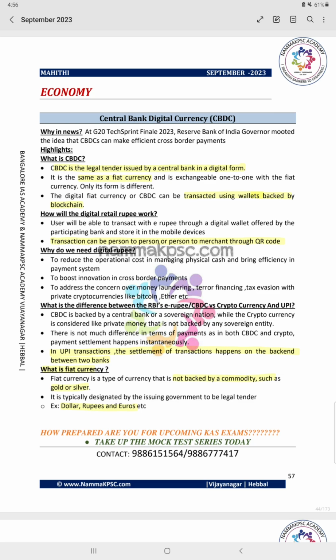So what is this fiat currency? Fiat currency is the one that is not backed by a commodity such as gold or silver, and it does not have any intrinsic value of its own. For example, dollar, rupees, euros, and all. These are all called fiat currencies.